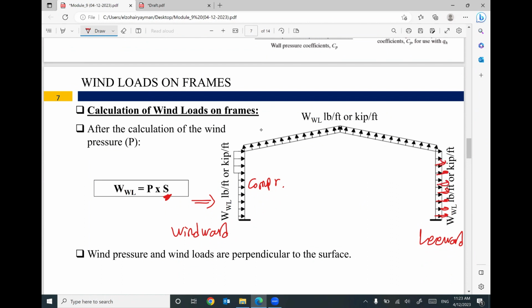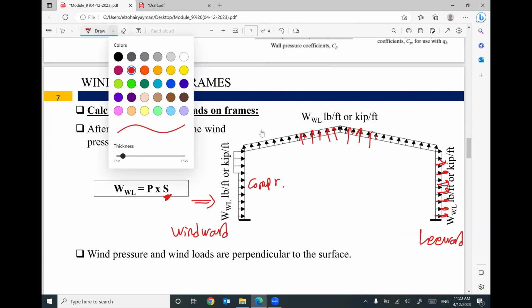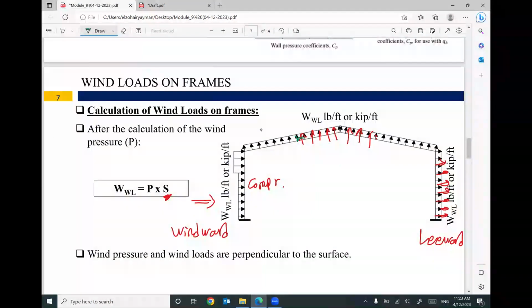And this is the windward roof, we will have suction, and this one will be suction. Keep in your mind, the wind load is perpendicular to the surface. Perpendicular. If you have an inclined surface, the direction of the wind load will be perpendicular.